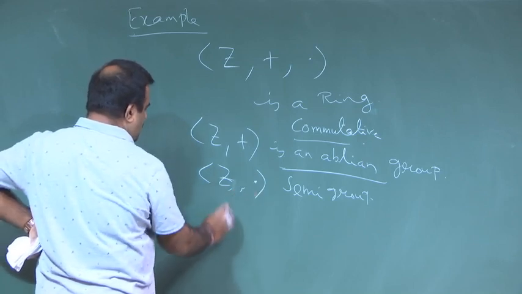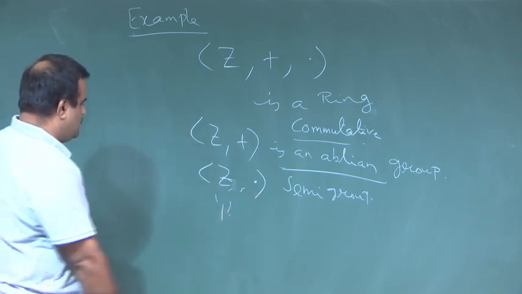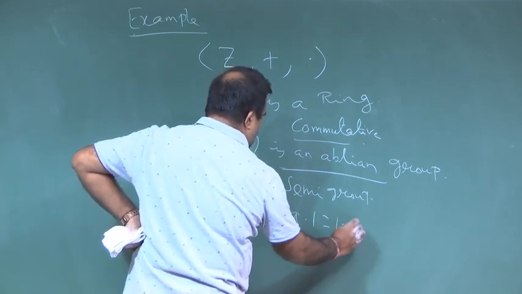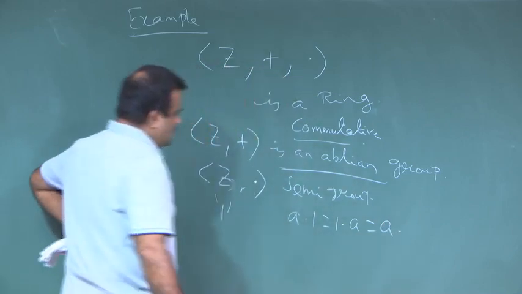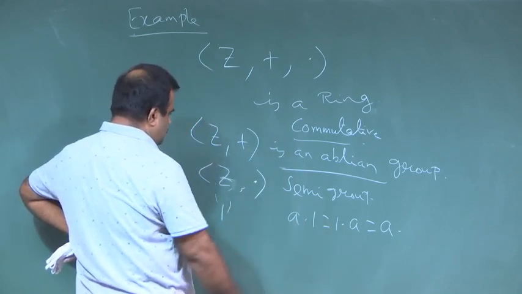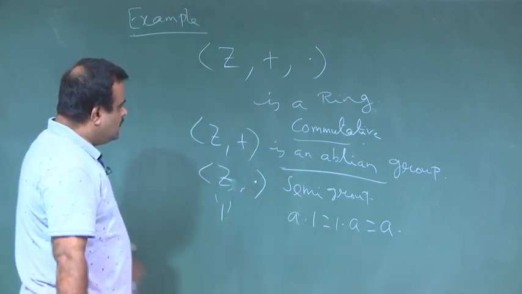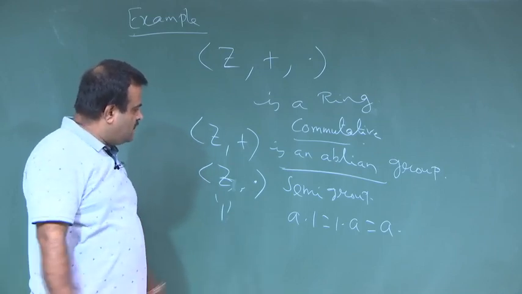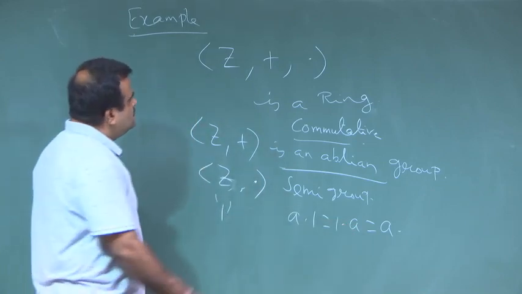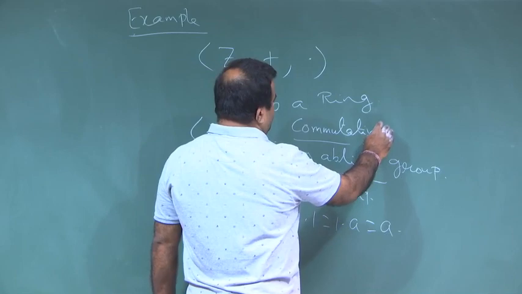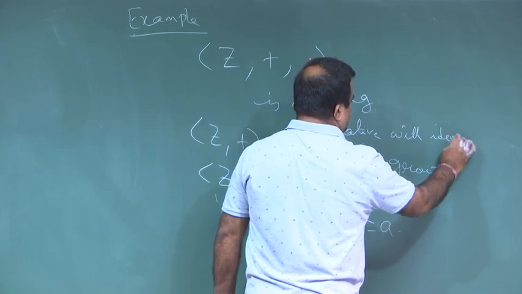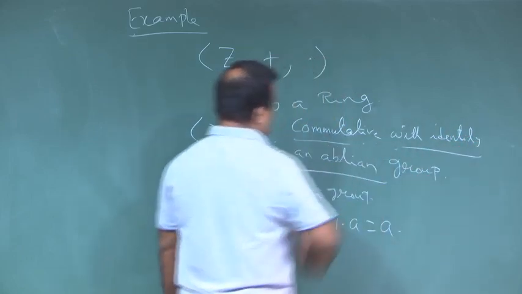Identity means 1. So, if 1 is the identity element, then a dot 1 is equal to 1 dot a is equal to a. If we take a to be 0 also, it is fine, because 0 times 1 is equal to 1 times 0 is equal to 0. So, that is also okay. This is a commutative ring with identity, the existence of identity is fine.